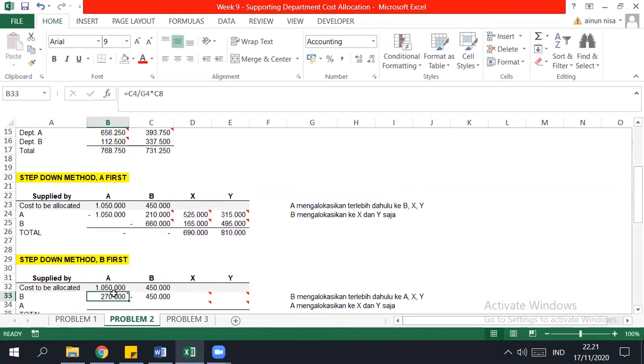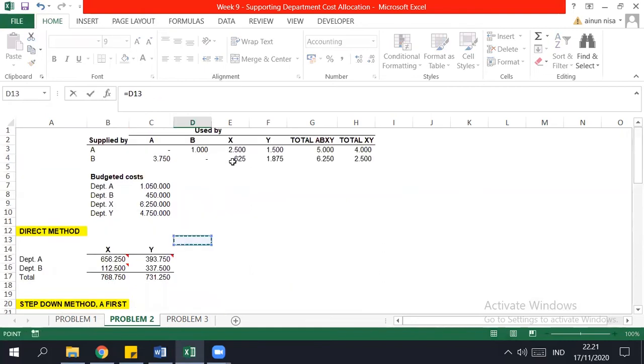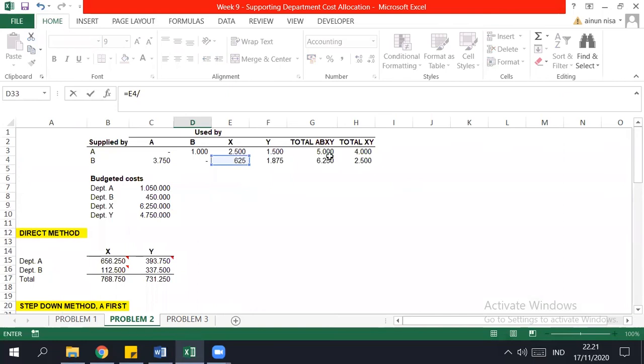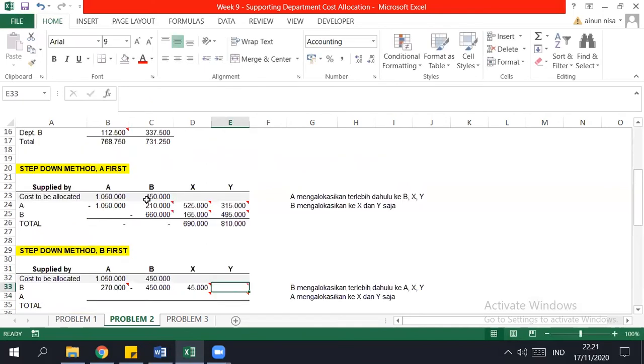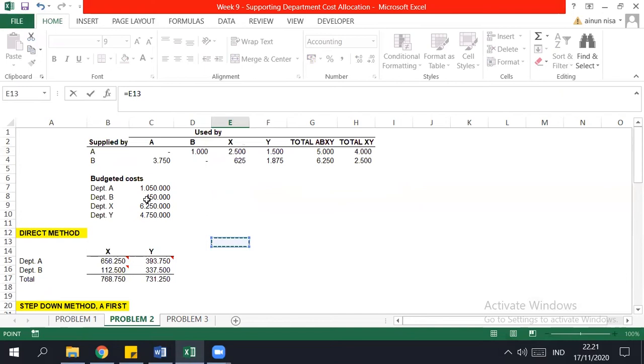And after that, for department X, it is 625 divided by 6,250, and then times the cost of department B, 450,000. While for department Y, it is 1,875 per 6,250, and then times the cost of department B. Okay.